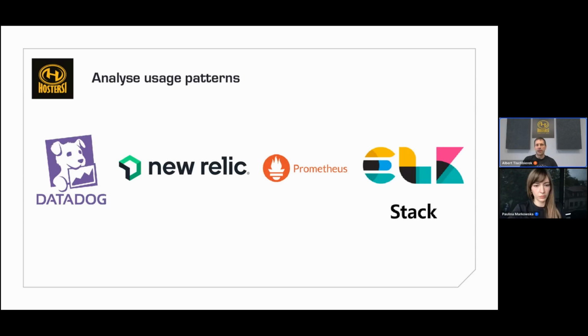Then we also have ELK Stack. That means Elasticsearch, Logstash, and Kibana, which are very popular open source solutions for log management and analytics. Okay, so you mentioned 3 native apps for usage pattern analysis and 4 third-party. Is there any advice you can give on how to choose one of these?